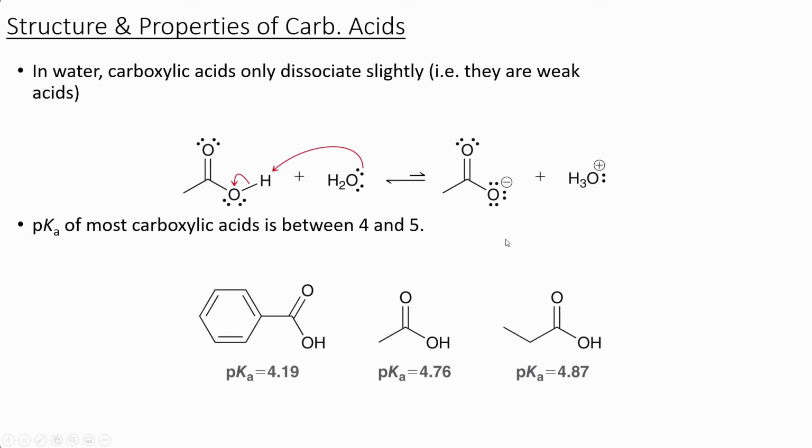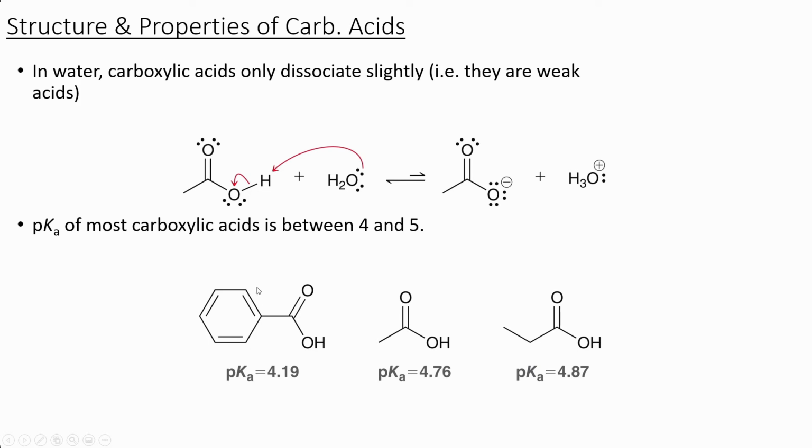In water, we'll have a slight dissociation, so there'll be an equilibrium here, and notice the equilibrium is in favor of the protonated carboxylic acid, but there will be a slight deprotonation. And we're going to have a pKa range of carboxylic acids, generally between 4 and 5. This is really between like 3 and 5, and it really depends on the functional group that's attached to the carboxylic acid.